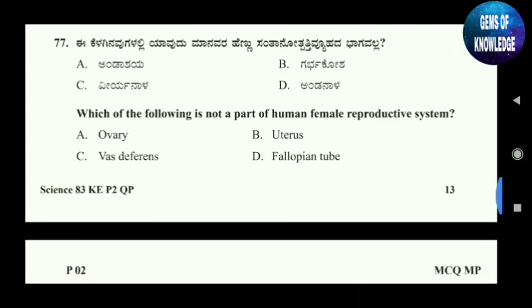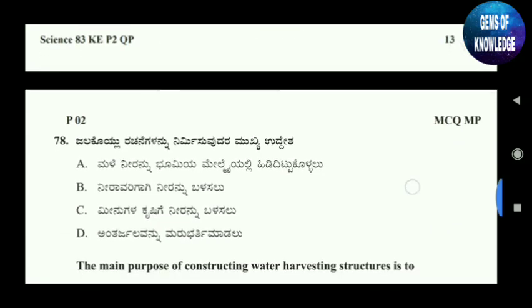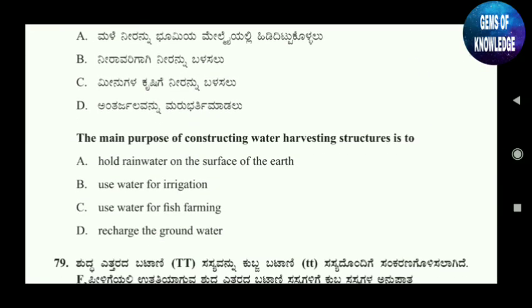Okay, next, 78th one, the main purpose of constructing water harvesting structures is to. So what is the main purpose of constructing these water harvesting structures? Okay, so first option is hold rainwater onto the surface of the earth, use water for irrigation, use water for fish farming, or recharge the ground level. So here we can tell the answer to be recharge the ground level. Okay, so here the correct option will be recharge the ground level.